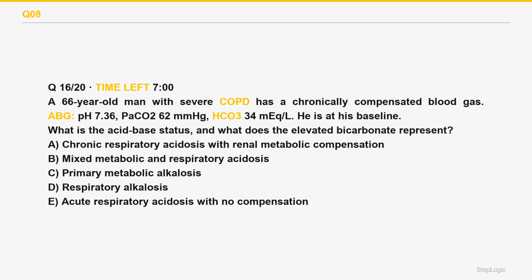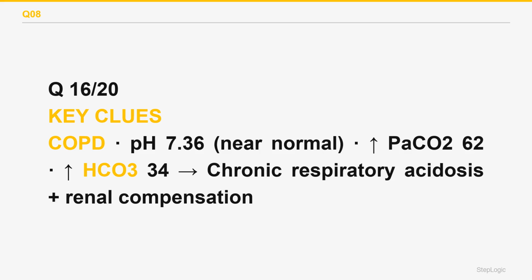Read the command: acid-base status, and what the high bicarbonate represents. COPD, near normal pH, high PaCO2, high bicarbonate at baseline. Chronic respiratory acidosis with renal compensation. The primary disturbance is a respiratory acidosis. The COPD patient chronically retains CO2, so PaCO2 is high at 62.